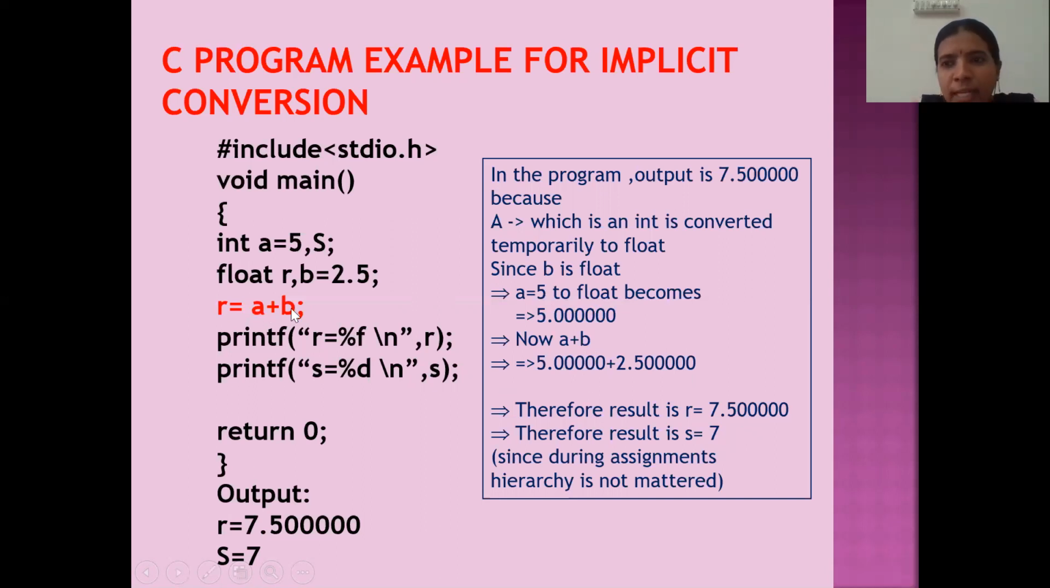The value of the right hand side is 7.5, which is assigned to R. So R is equal to A plus B. Now therefore the value is 5 plus 2.5, that is 7.5. Now R stores 7.5. When I print R, it shows 7.5.